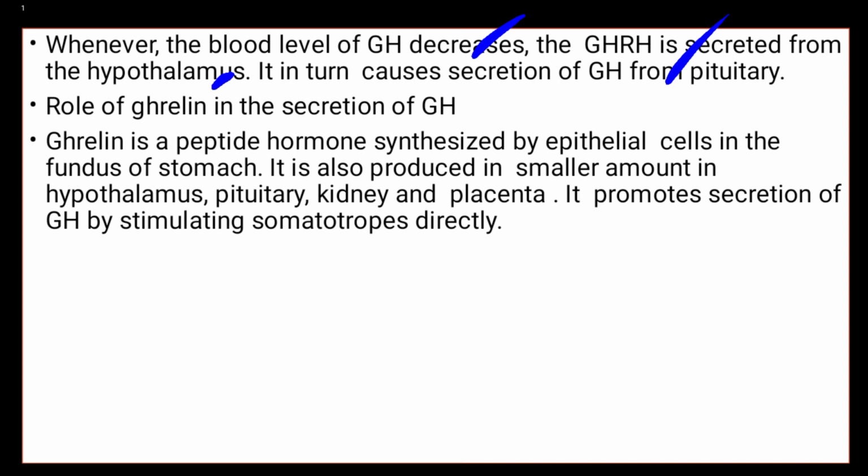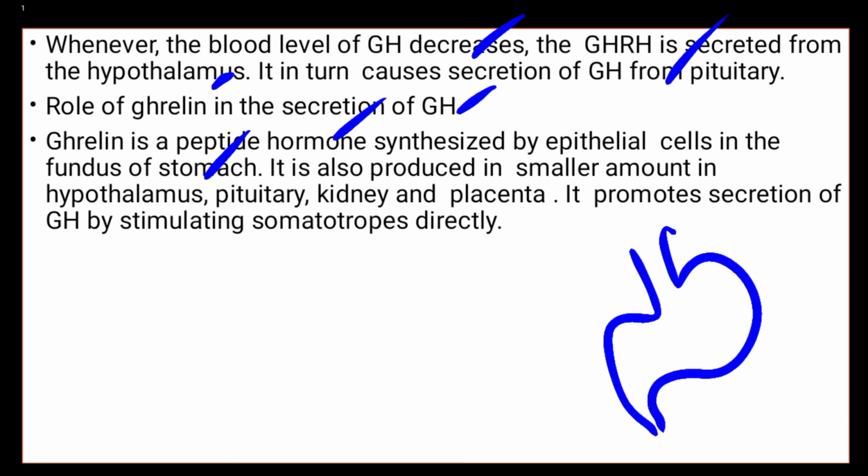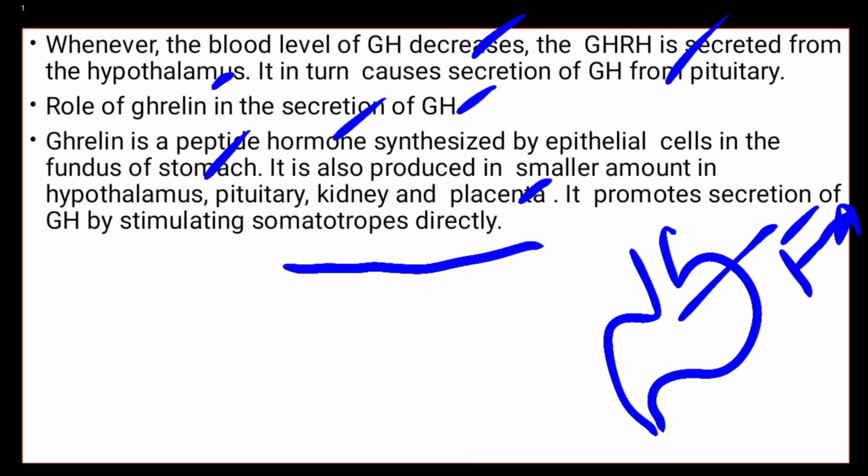Now, role of ghrelin in the secretion of growth hormone. Ghrelin is a polypeptide hormone synthesized by epithelial cells in the fundus of the stomach. This is the stomach and this is the fundus. This fundus produces ghrelin. Actually, it is produced in smaller amounts in the hypothalamus, pituitary, kidney, and placenta. What does ghrelin do? It promotes secretion of growth hormone by stimulating somatotrophs directly.